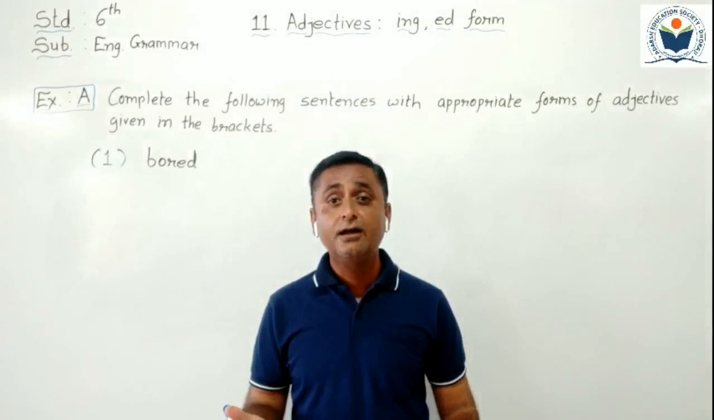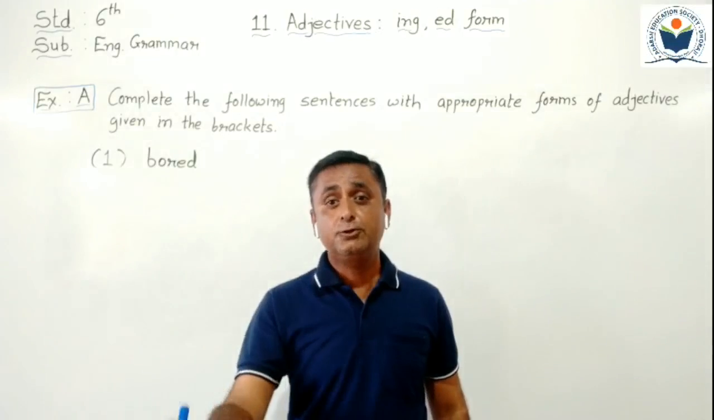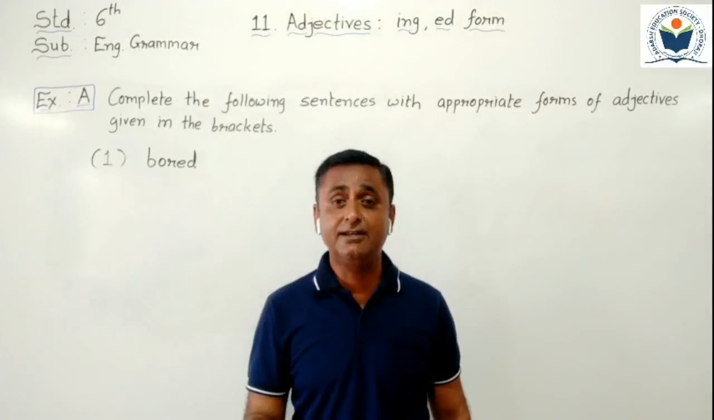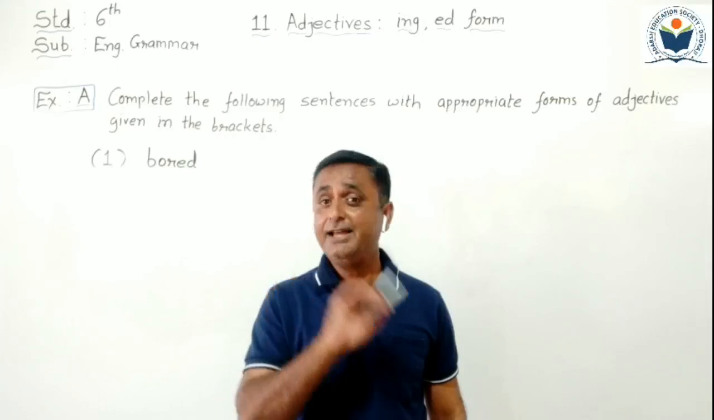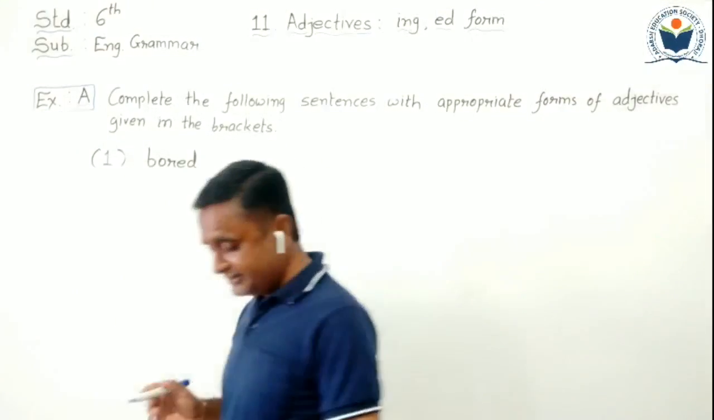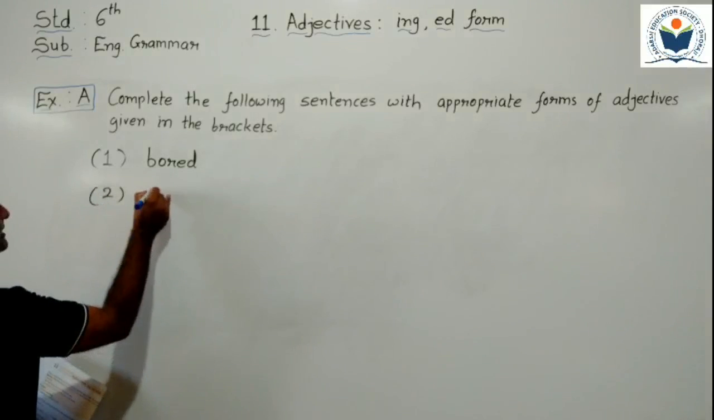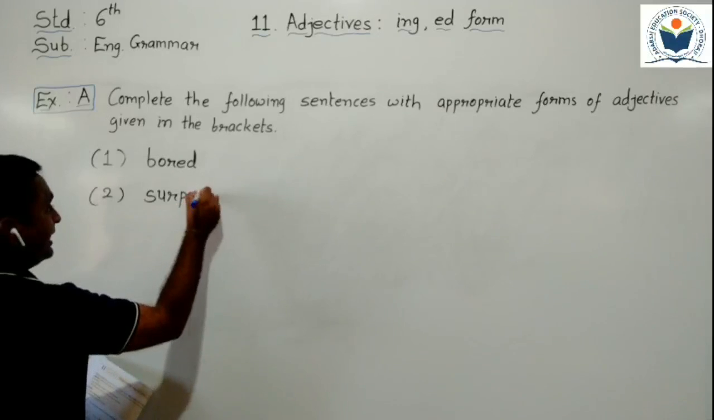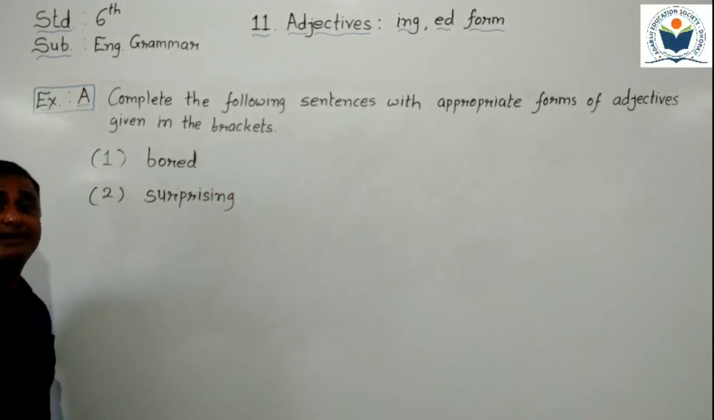It was, here we are describing it. So we describe something here. To describe something, which type of form of adjective do we require? Yes, ing form. So what we have to do here? Surprising. So your second number answer becomes surprising, S-U-R-P-R-I-S-I-N-G. So in the second blank you have to write surprising.